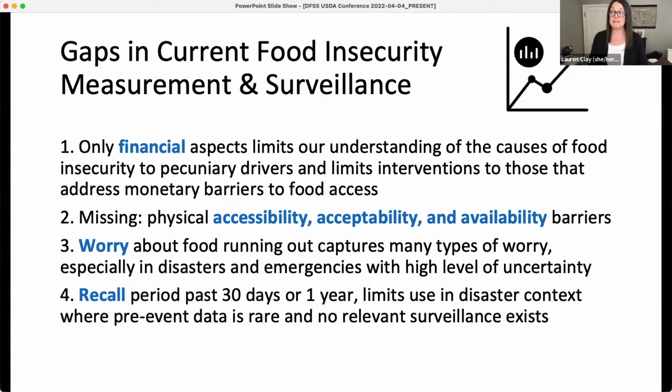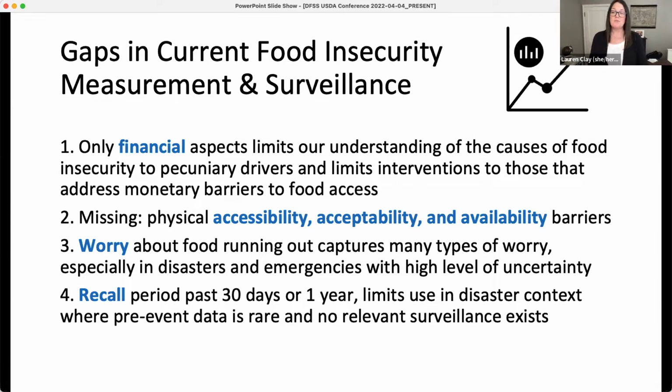We're missing the accessibility, acceptability, and availability pieces that I mentioned. And for accessibility, we have great financial accessibility, but less on the physical accessibility. If your road's flooded, your vehicle's damaged, how are you getting food? We also don't do a great job of addressing worry. So we do, in some of these measures, ask about worry about food running out, but I think this is capturing worry of different things, especially in a disaster when there's a high level of uncertainty.